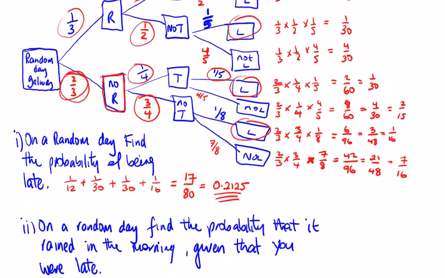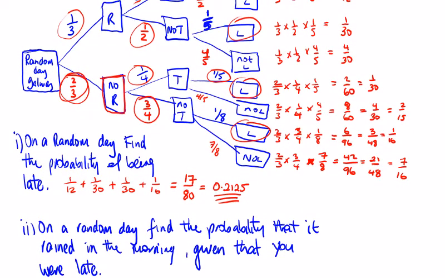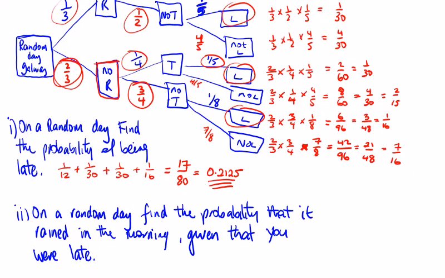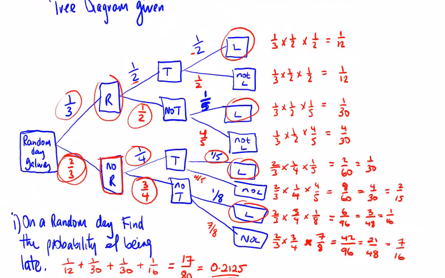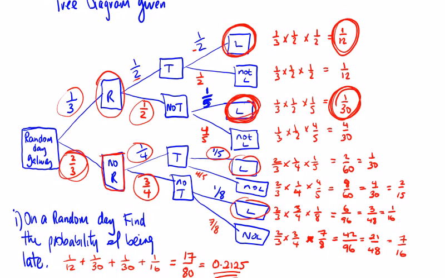So it says, on a random day in Galway, find the probability that it rained in the morning given that you are late. So let's have a look back up. Find the probability that it rained in the morning given that you are late. So that's the top one, the rain in the morning. And here's the two lates. So it rained in the morning given you were late. We're going to look at these two. That's the intersection between raining in the morning and late. These two. And the answer to the second one is the probability of being late.